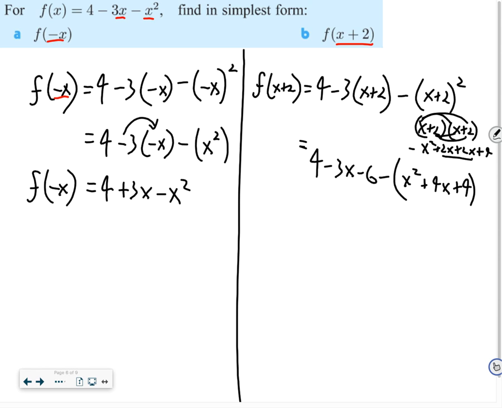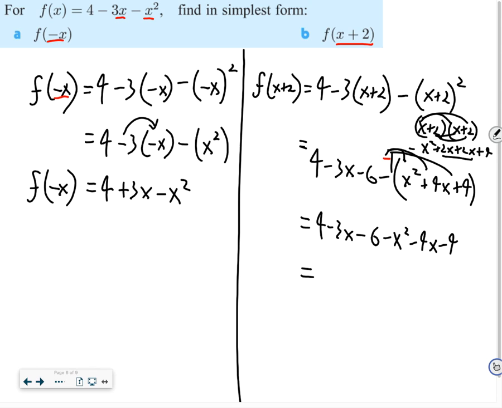Okay. Now, because I'm subtracting away this entire quantity, I'm going to change the signs and distribute that negative, right? It's like a negative 1 out in front. I'm going to distribute it through. So I get 4 minus 3x minus 6 minus x squared minus 4x, changing the sign on that one, and minus 4, changing the sign on those three by distributing this negative 1 to those three terms. Now I just have to collect like terms.